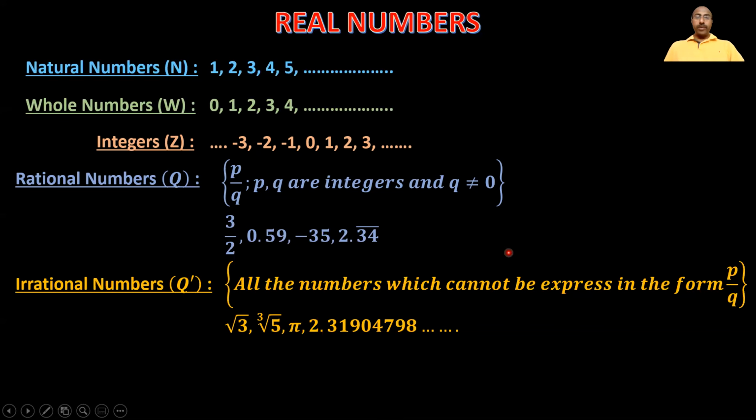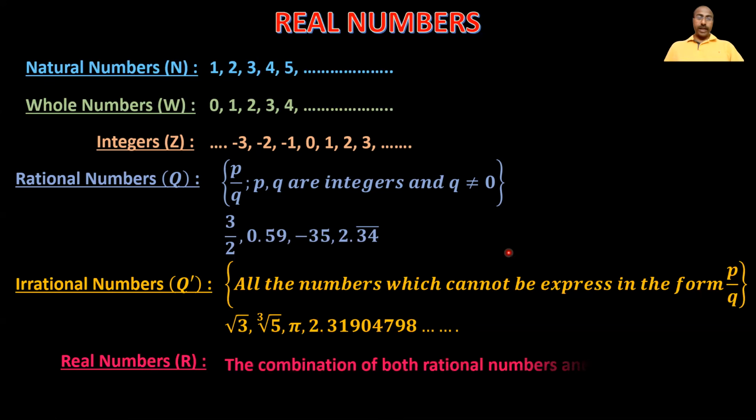Okay, you learned about all these numbers in previous standards. Now the real numbers are the combination of both rational and irrational numbers. We have studied the properties of all these numbers in previous standards, and there is no need to remind about that in this class.